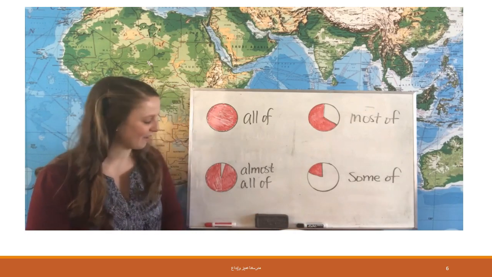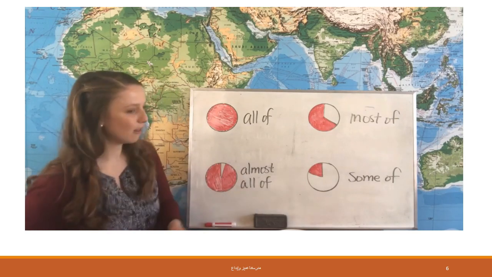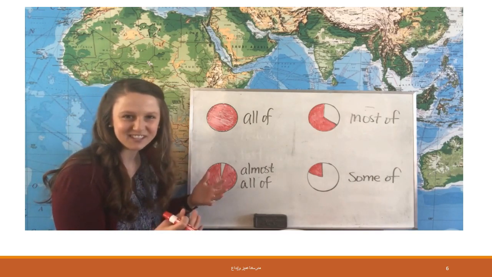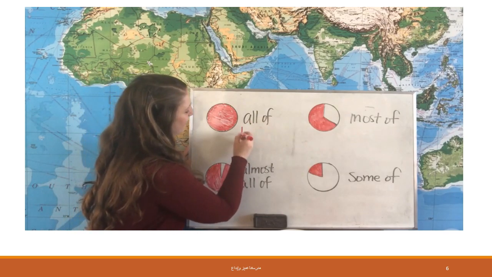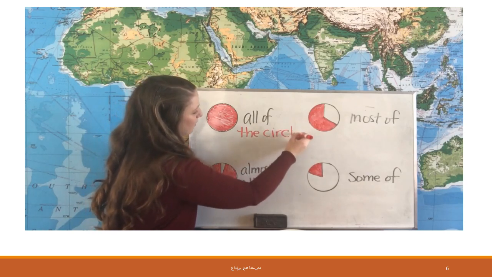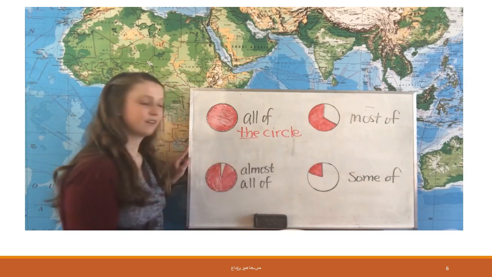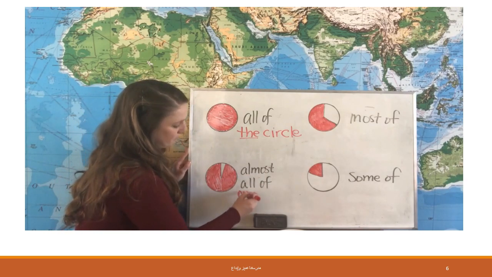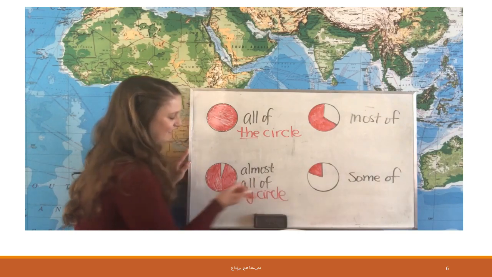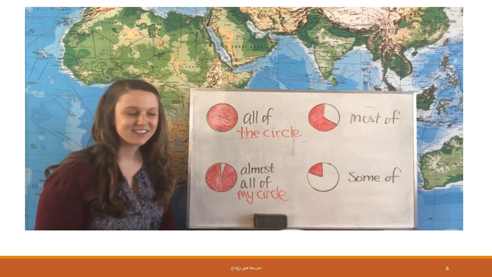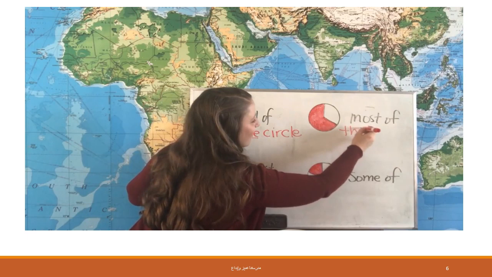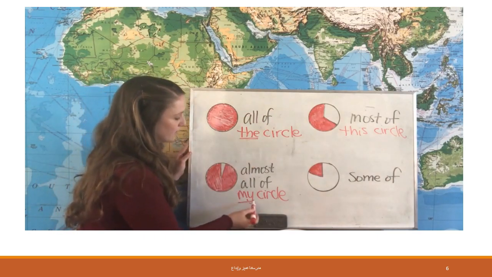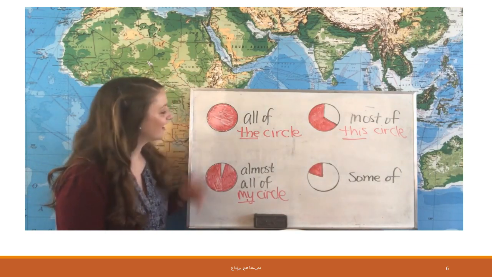I want you to notice one more thing. When we use these phrases, like all of, we use them together with a determiner, like the or a possessive adjective. For example, all of the circle is red. We use the article the. We can also use a possessive adjective. Almost all of, maybe this is my circle, is red. We can also use a demonstrative, like most of this circle is red. But we need to use one of these determiners together with a noun when we use these expressions of quantity.